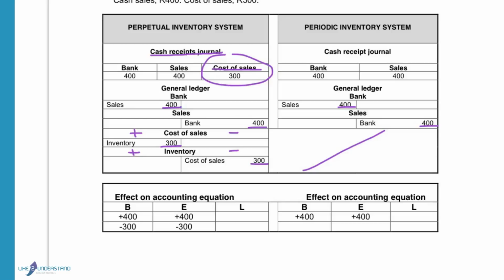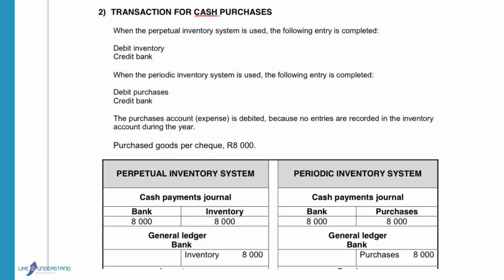The effect on the accounting equation: when money is received, bank is debited to increase the assets. Equity is credited to increase equity with the sales amount. Cost of sales is debited to decrease the profit, so equity will decrease. Inventory will decrease because you are selling your inventory. In the periodic system, only one double entry will be completed to increase the bank and increase sales that will increase equity.